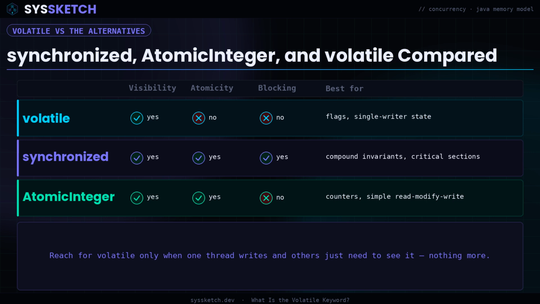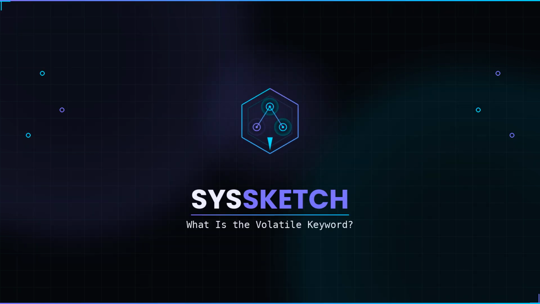Volatile remains the lightest option of the three, with visibility but no exclusivity and no atomicity, ideal for flags and single-writer state. Picking correctly between these three options means asking one question first: does correctness ever depend on a read and a write happening together as one atomic unit? If yes, volatile alone is the wrong tool no matter how convenient it looks in the moment.